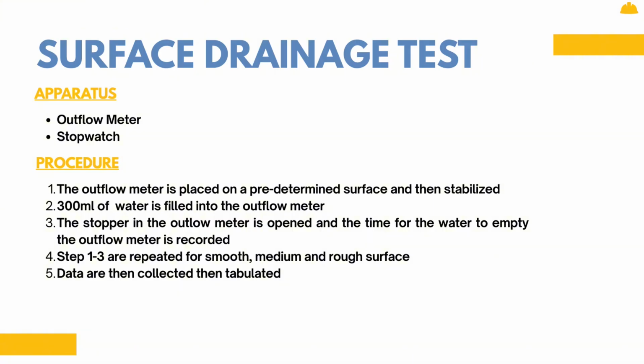Fill the outflow meter with exactly 300 milliliters of water. Release the stopper and start timing. Record how long it takes for the water to fully drain. Repeat these steps on 3 surface types: smooth, medium, and rough.